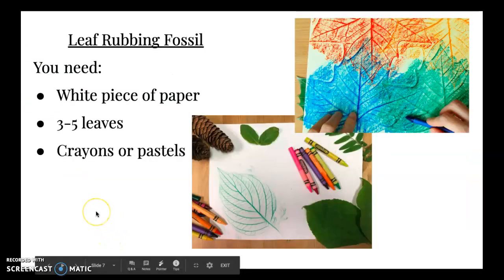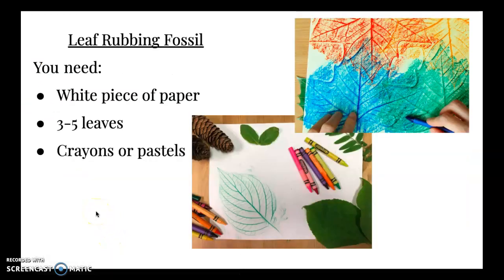The next fossil is something maybe that you've done before. So what you're going to do is, well, first I'll tell you what you need. You need a white piece of paper, 3 to 5 leaves. So if you just get one leaf that you really like, that's okay too. And you'll need crayons or pastels.